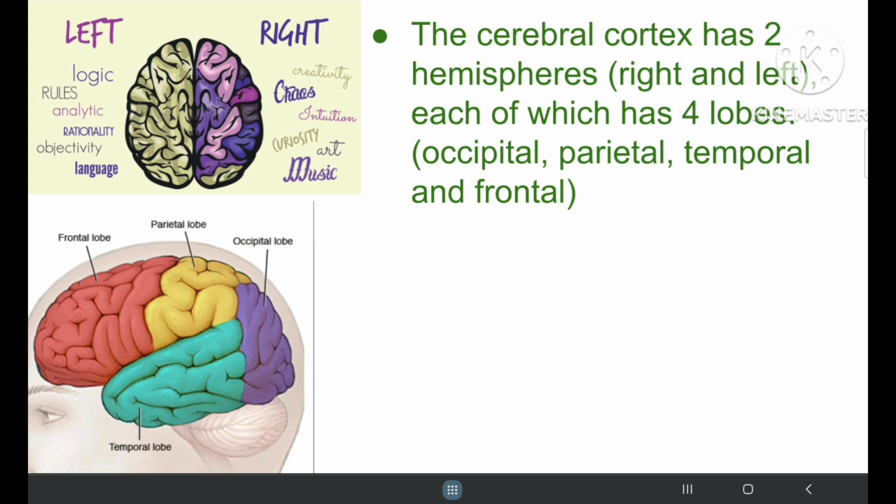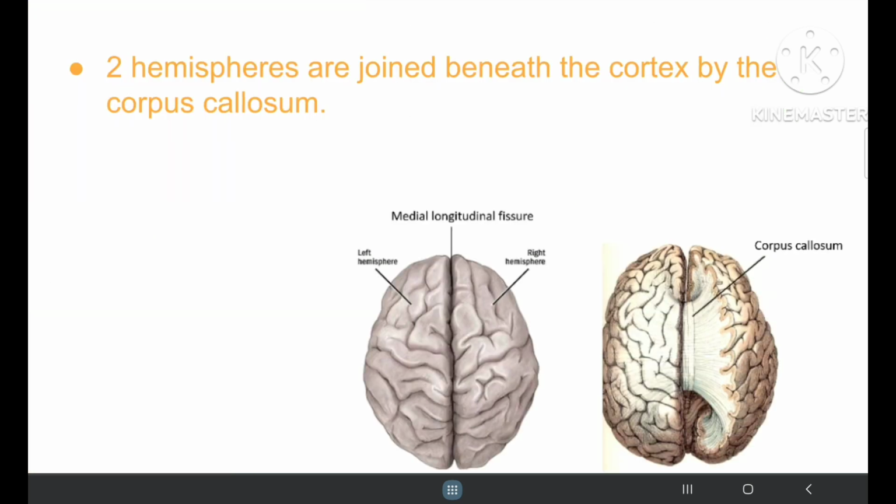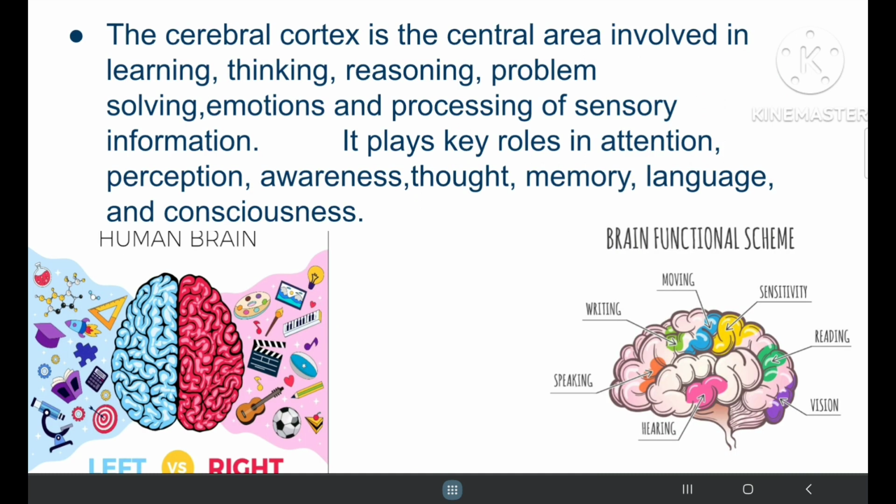The cerebral cortex has two hemispheres, which is right hemisphere and left hemisphere, each of which has four lobes: occipital lobe, parietal lobe, temporal lobe, and frontal lobe. The two hemispheres are joined beneath the cortex by the corpus callosum. In this diagram, you can see how corpus callosum is connecting the two hemispheres of cerebral cortex.